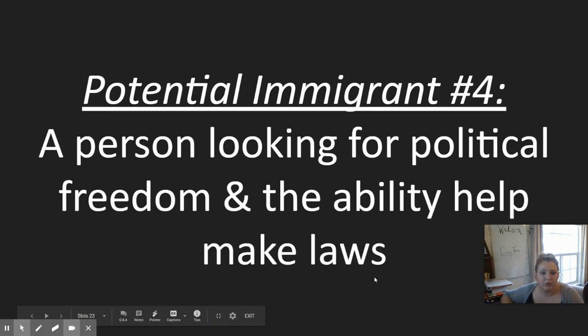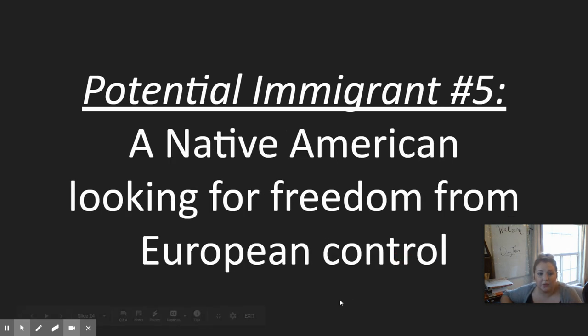Okay, a person looking for political freedom and the ability to help make laws. We are definitely going to go to the British colonies for that, really any of the British colonies. I want some political freedom. I want some choices. I want the ability to make my own laws. So I'm going to go with salutary neglect, because that's what they're allowing me to do.